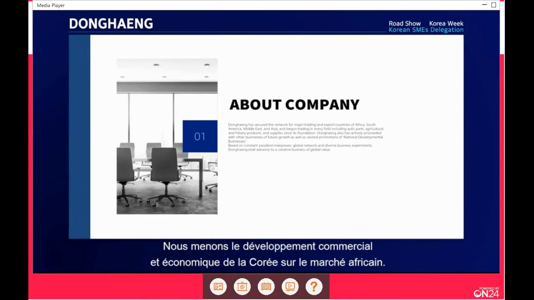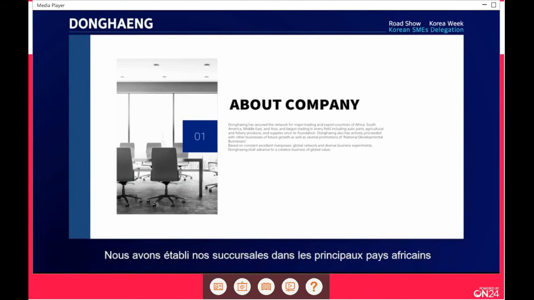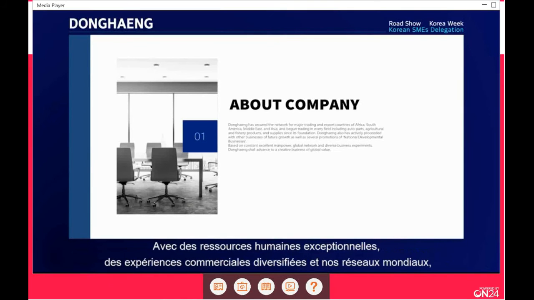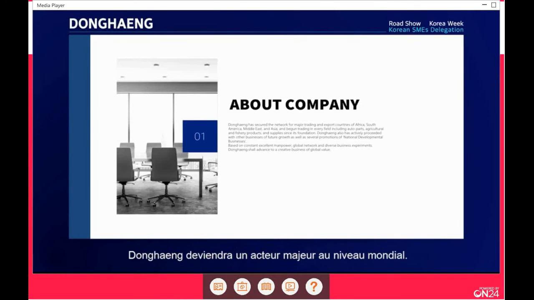We are leading Korea's trade and economic development in the African market. We established our branches in major African countries to gain strategic footholds for our business specialized in machinery and construction equipment, auto parts, and general commodity goods. At the same time, we diversified our business to the national development fields such as energy and power, infrastructure, and plants projects, which are related to resource trading as a future growth engine. With outstanding human resources, diverse business experiences, and our global networks, DONGHAENG will become a world top-tier trading company.